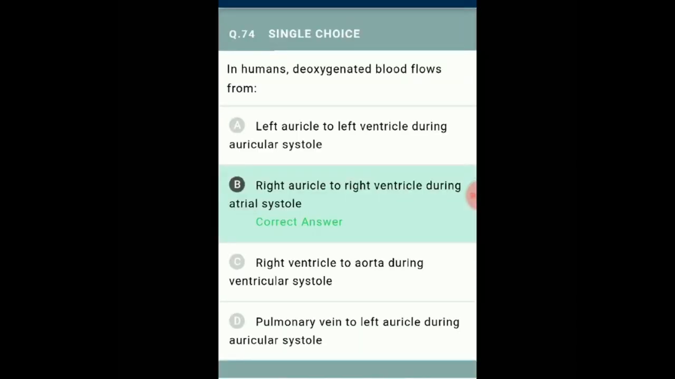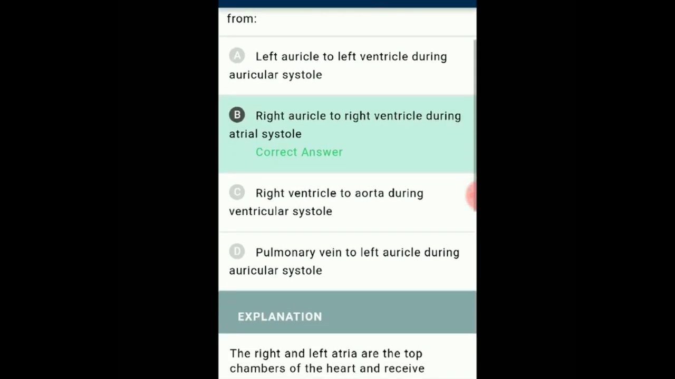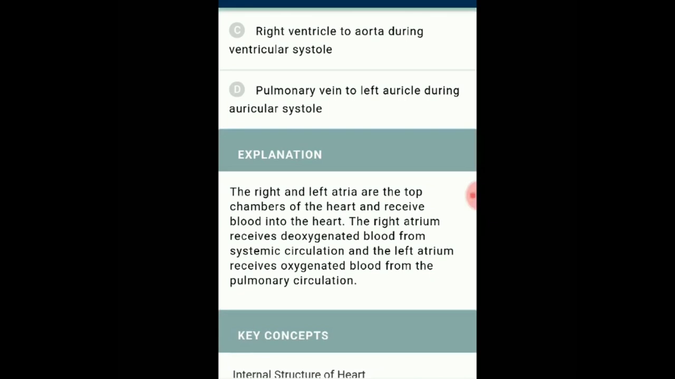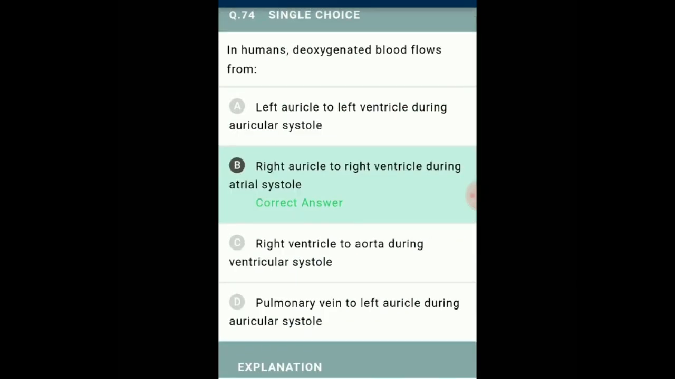Question number 74. Deoxygenated blood flows from. The right and left atria are the top chambers of the heart and receive blood into the heart. The right atrium receives deoxygenated blood from the systemic circulation and the left atrium receives oxygenated blood from the pulmonary circulation. The answer is option B, right auricle to right ventricle during atrial systole.